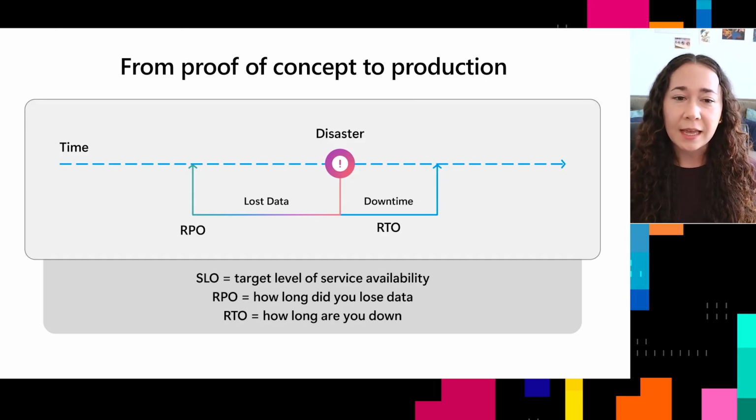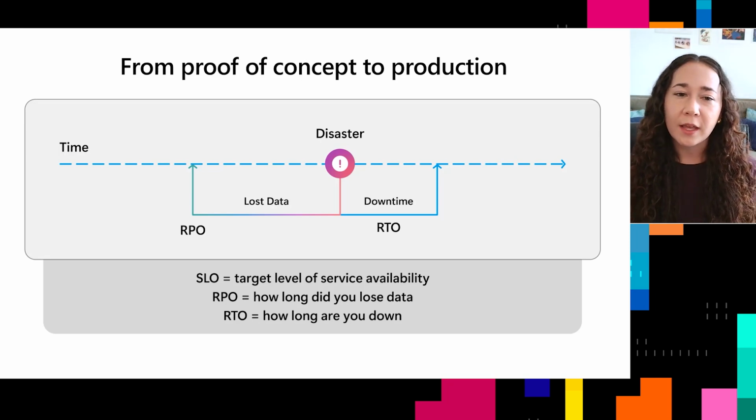The first metric is SLO, which is the target level of service availability. Now, we have a global application, and we want to make sure that our application is always available for our users that may be chatting from all over the world at any time of day. So we really can't have any downtime in our application.